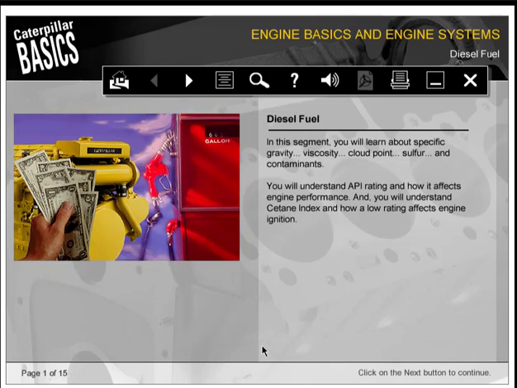In this segment, you'll learn about specific gravity, viscosity, cloud point, sulfur, and contaminants. You'll understand API rating and how it affects engine performance. And you'll understand cetane index and how a low rating affects engine ignition.